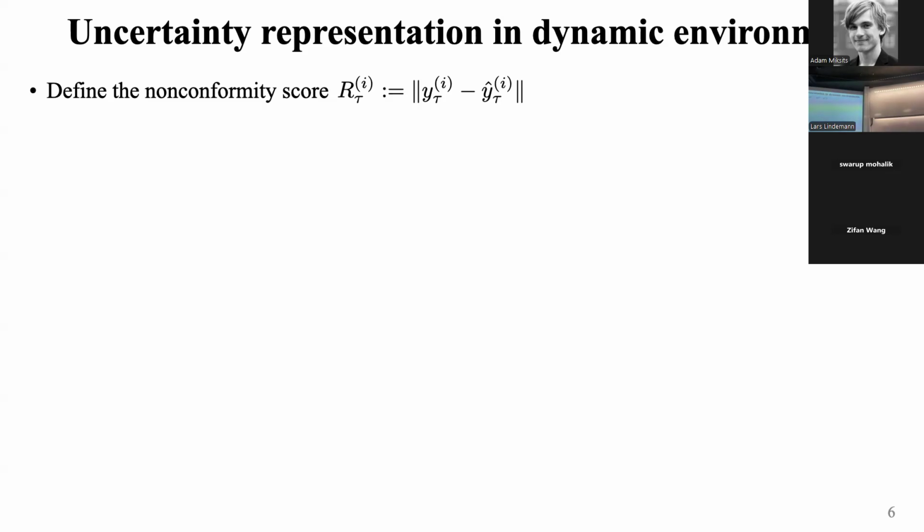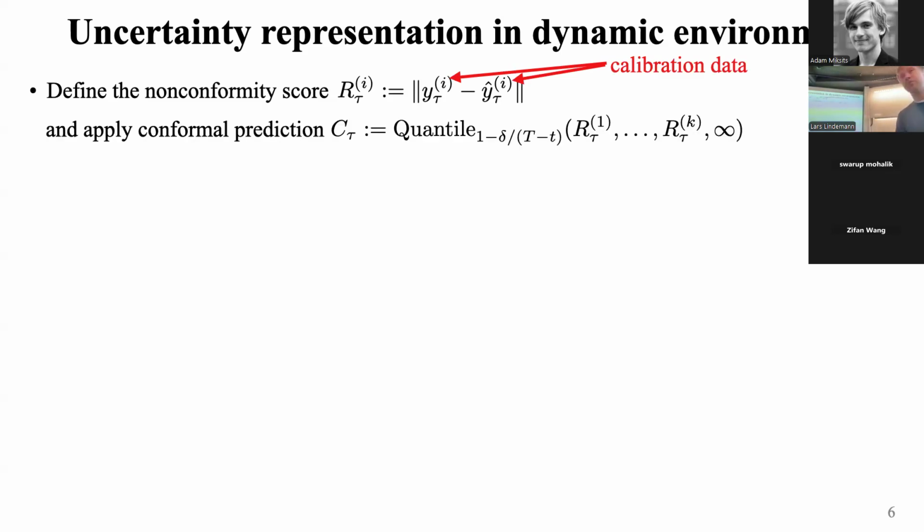The way this technically works is you define a non-conformity score for each time tau that you're predicting into the future. So tau could be 1, 2, 3, 4, and so on, up until the final mission horizon time that you are predicting for. And what you're using is simply the prediction error at time tau. So you're comparing ground truth, so position at time tau, minus prediction at time tau. You're building the error and you're taking the norm of it. You evaluate this over your calibration data, and then you apply conformal prediction, but in a slightly modified way. So instead of taking the 1 minus delta quantile, you're taking the 1 minus delta over capital T minus small t quantile.